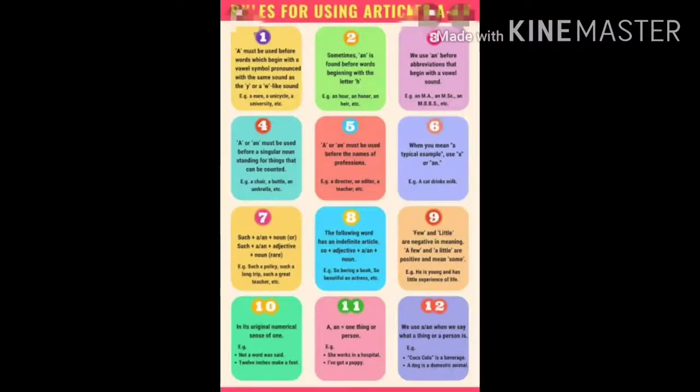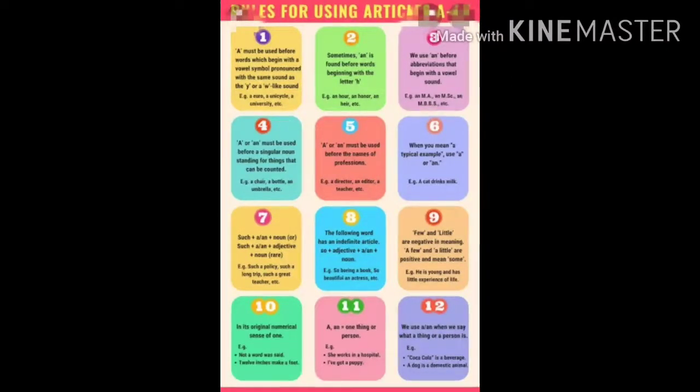10th point, in its original numerical sense of one. Like for example, not a word was said. Second example, 12 inches make a foot. 11th point, a or an means one thing or person. Like for example, she works in a hospital. I have got a puppy.